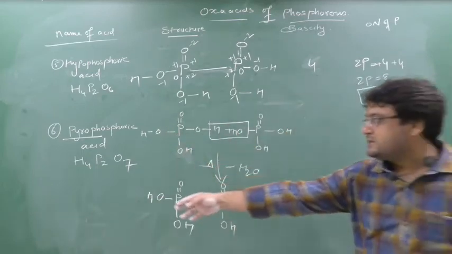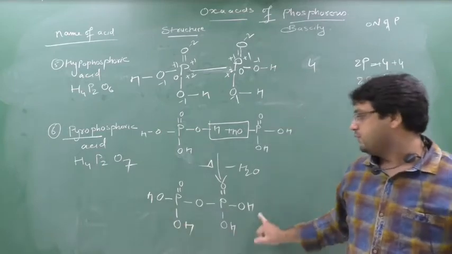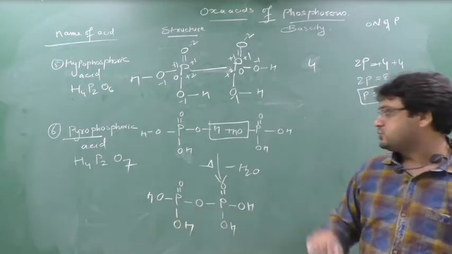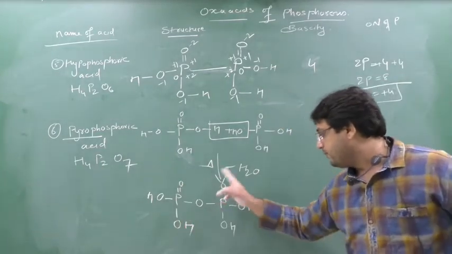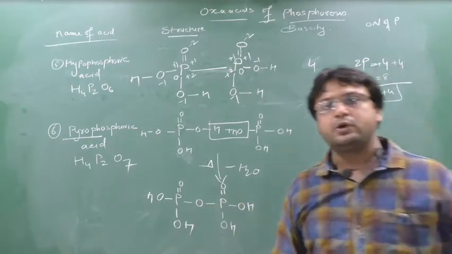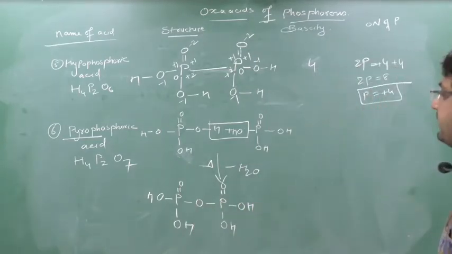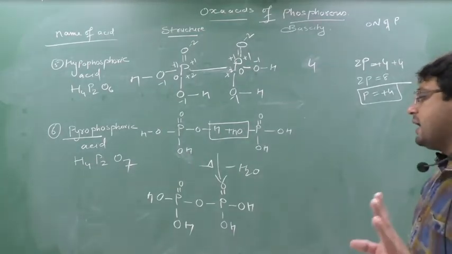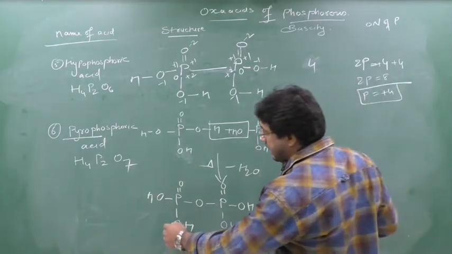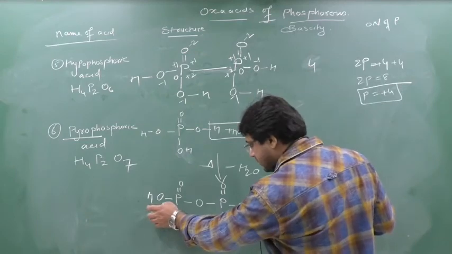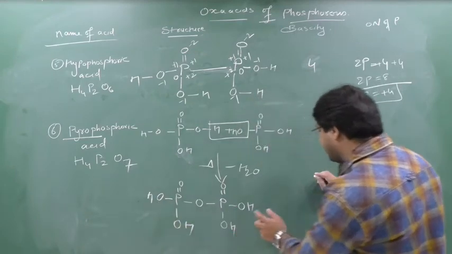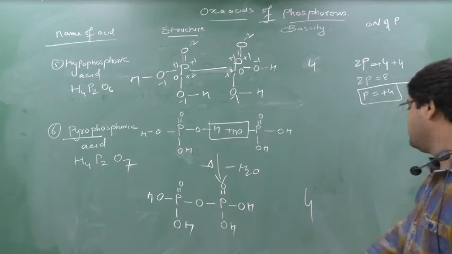Now see here, H are 4: 1, 2, 3, 4. P is 2. O is 7: 1, 2, 3, 4, 5, 6, 7. So this is H4P2O7. We will see the basicity. What is the basicity? The number of H associated with oxygen is the basicity. So how many H are attached to oxygen? 1 hydrogen, 2 hydrogen, 3 and 4. So 4 is the basicity.